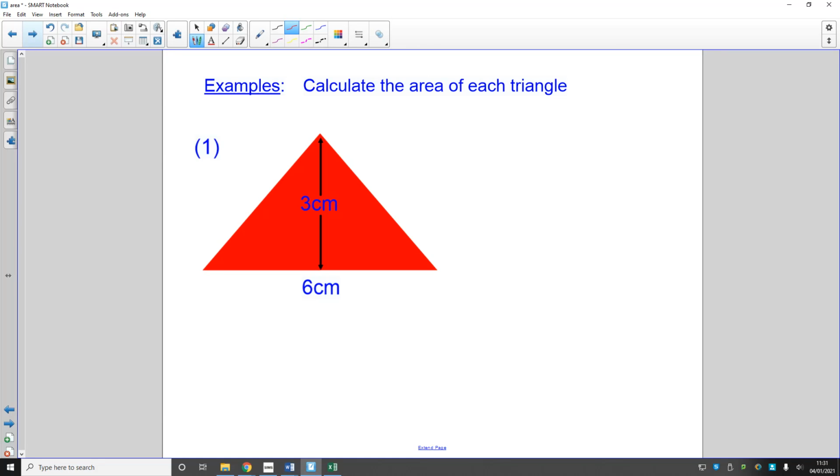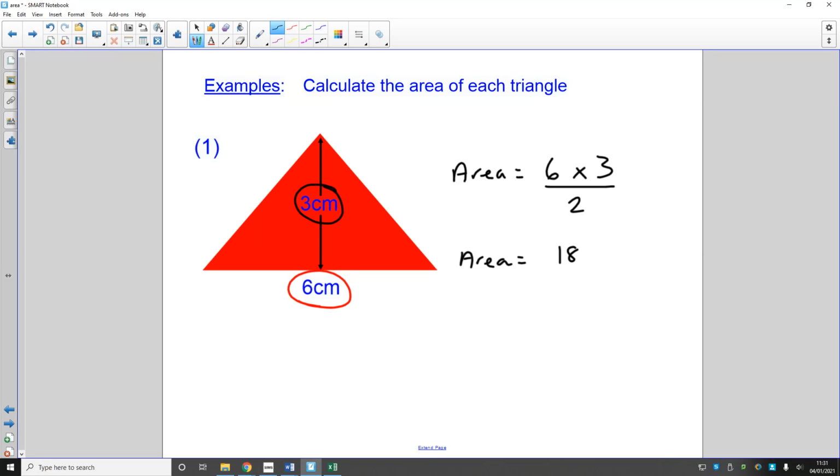Here's example 1. We could see on this triangle here, the base of the triangle is 12 centimeters, and here the height of the triangle is 3 centimeters. So in order to work out the area of this triangle, I work out the base times the height, and then I divide it by 2. I halve that. So 6 times 3, 18, I beg your pardon, and divide by 2. 18 divided by 2 is 9. So the area of this triangle is 9 centimeters squared.